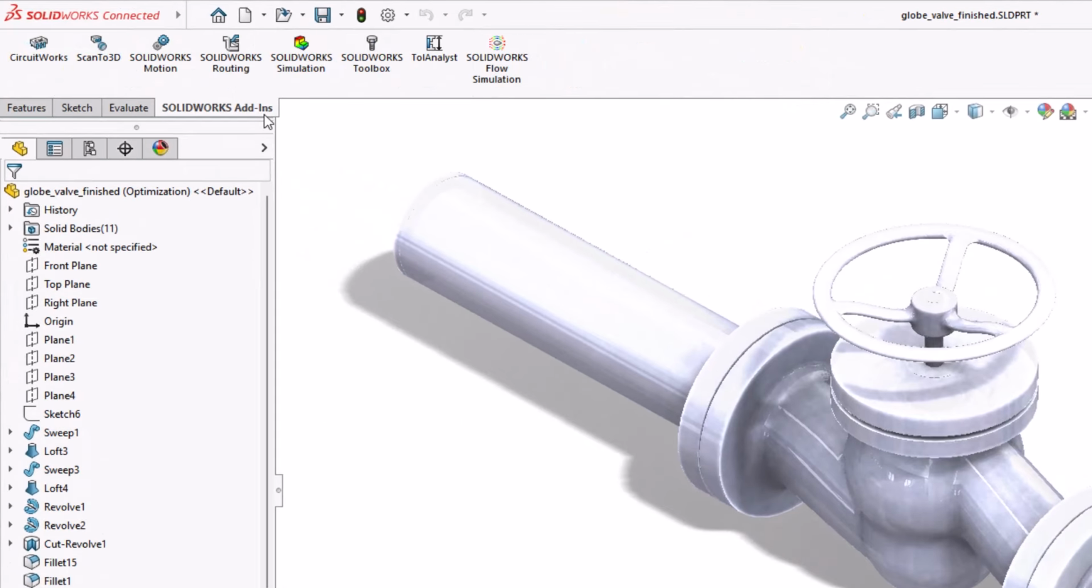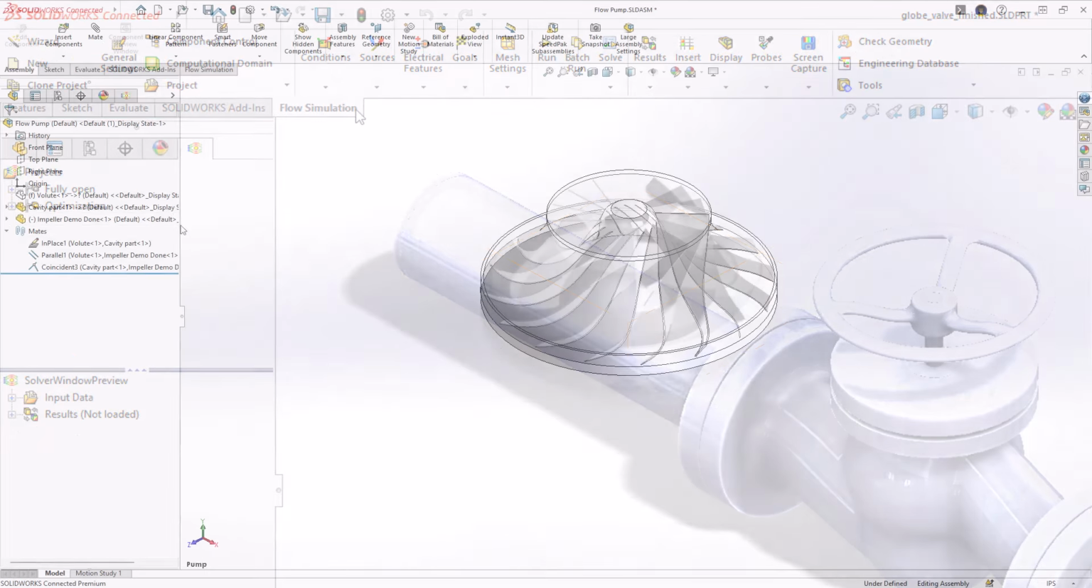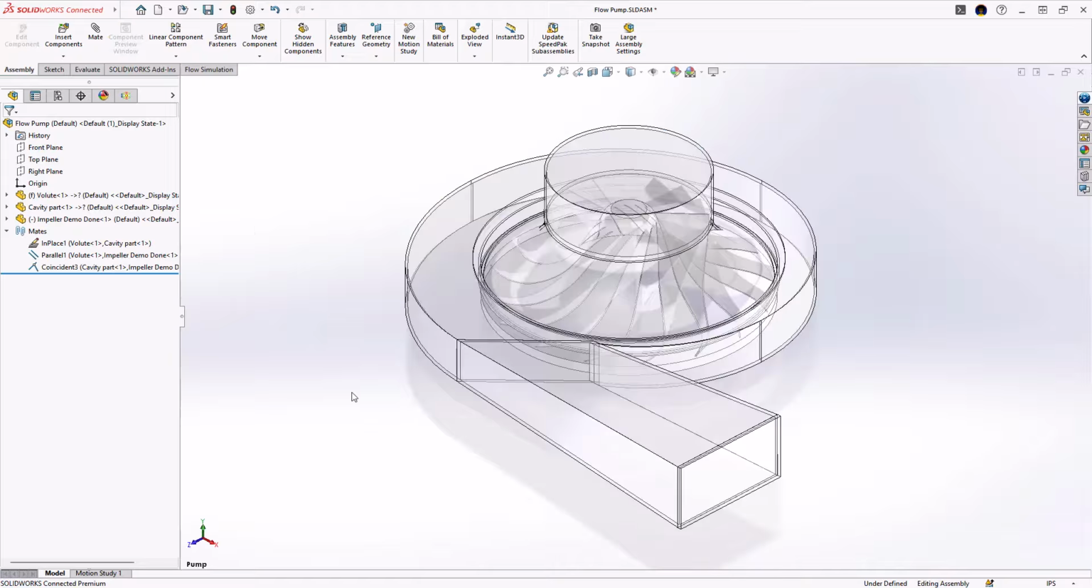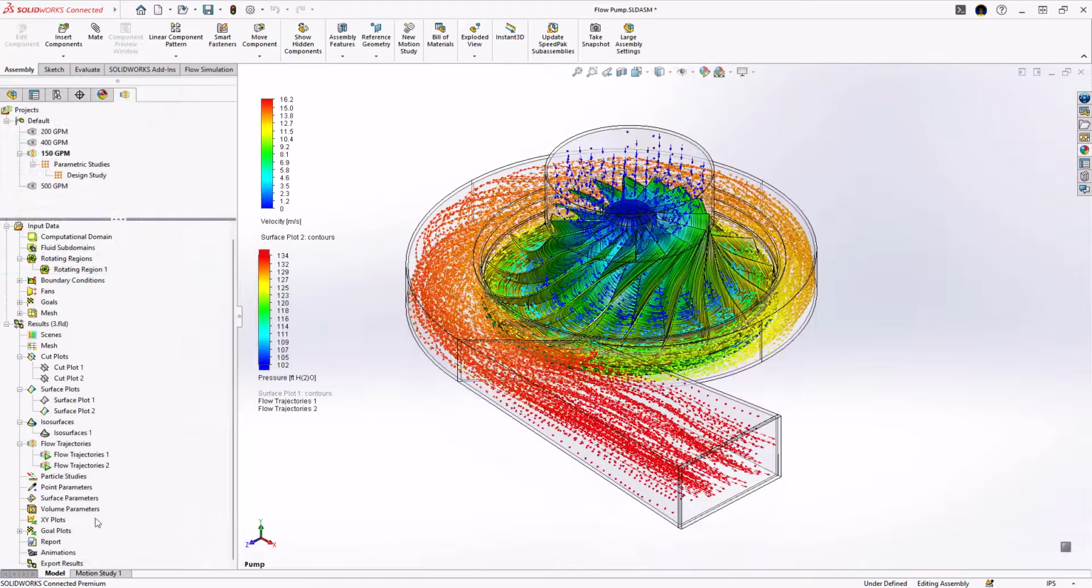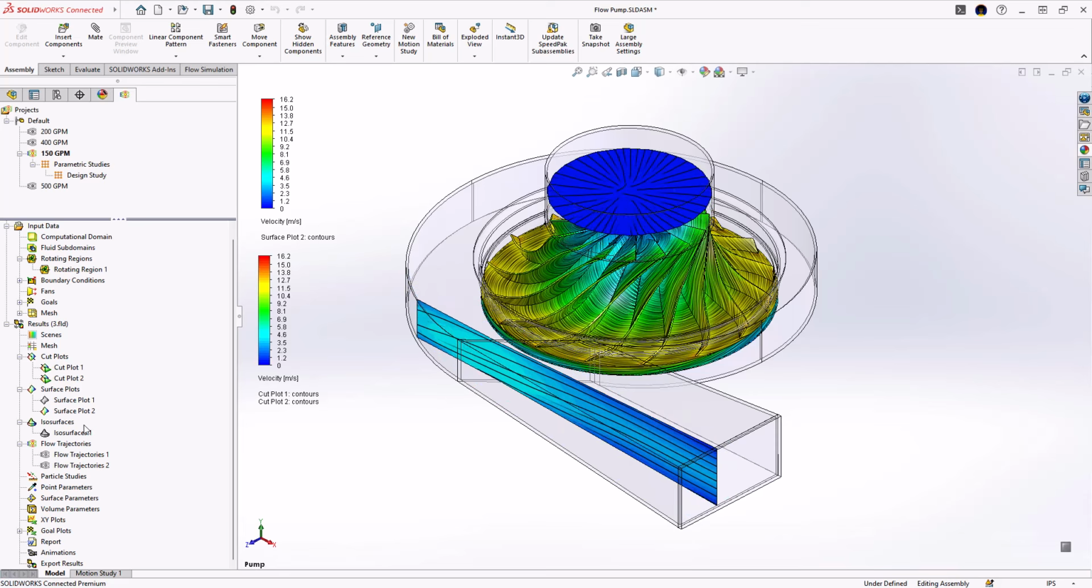Embedded directly into SOLIDWORKS, Flow Simulation puts the power of computational fluid dynamics right at your fingertips. From idea to insight, let's take a look at how Flow Simulation helps you design with confidence, clarity, and speed.